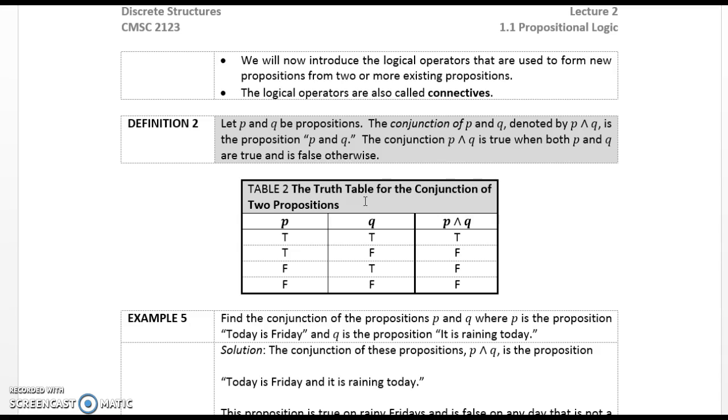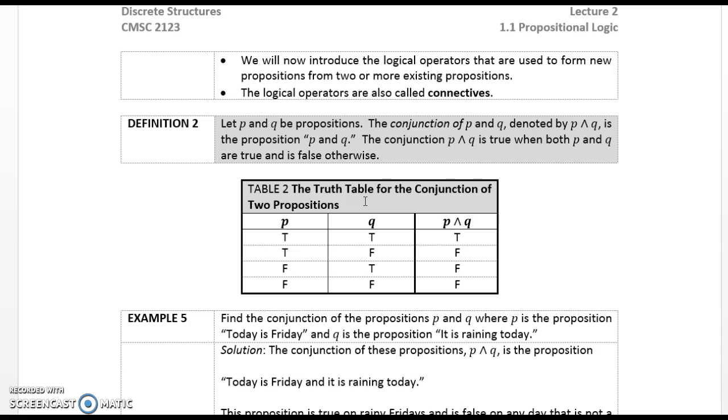Let P and Q be propositions. The conjunction of P and Q, denoted by P and Q, where the AND operator is an upside down V, is the proposition P and Q. The conjunction P and Q is true when both P and Q are true, and is false otherwise.